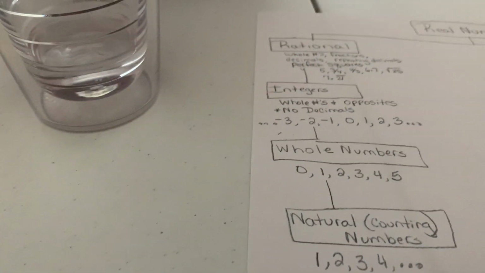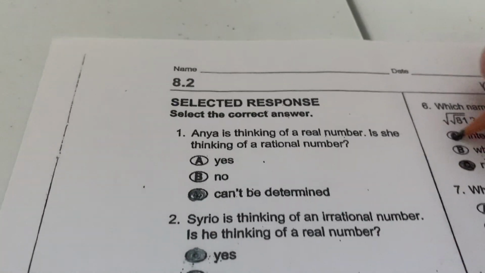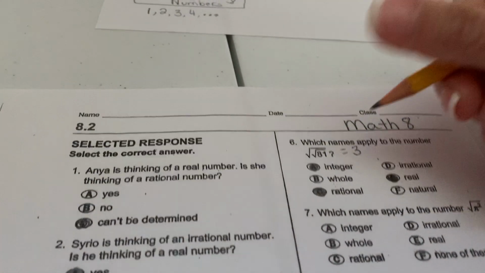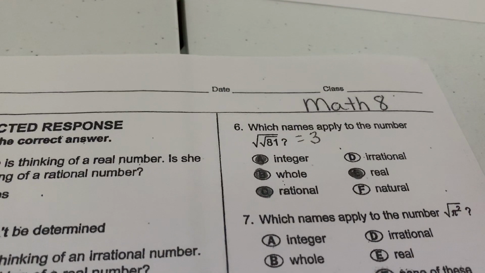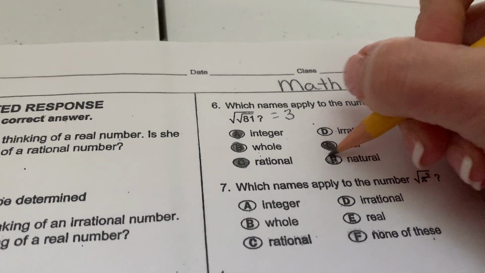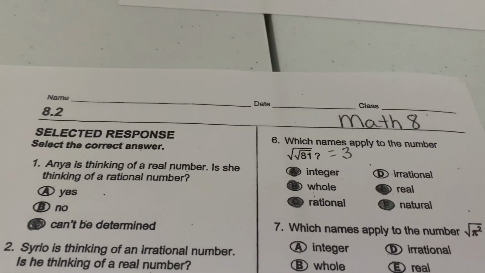We can look at our chart. It is an integer. So we're going to circle A for integer. We can tell that it is a whole number. And it is also a natural number because we can count to 9. So it's everything except letter D.